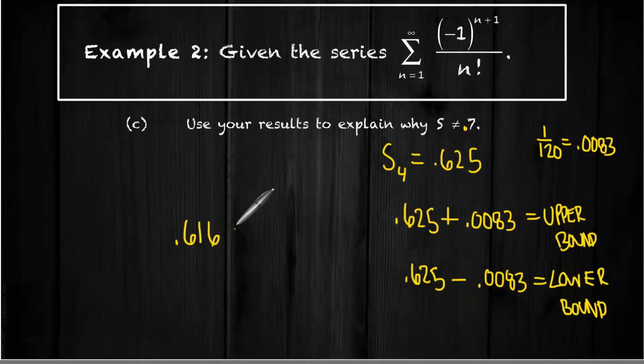0.616 repeating is less than or equal to the actual sum, which is less than 0.63 repeating. So the real sum has got to be bounded between here and here. So obviously the more terms you add together, the more precise you will get for your approximation.